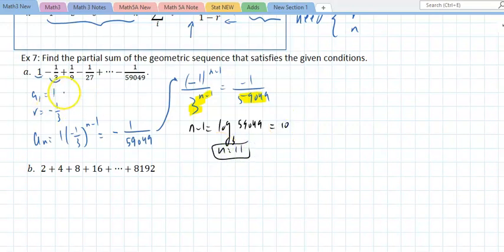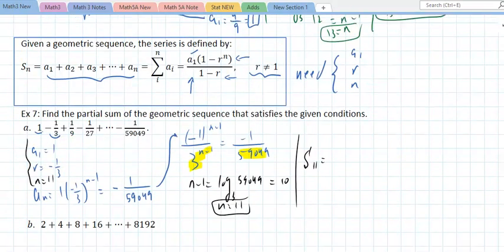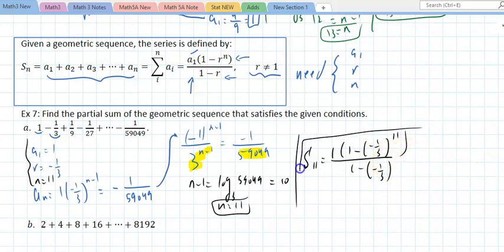So now that I have n equal 11, I could say S sub 11 is, and here's the formula. Again, I'm providing this formula. The first term is a 1, over 1 minus r. Now what's r? R is negative 1/3, raised to the n. N is 11. Divided by 1 minus r. Now, on a test, you could leave your answer like that.